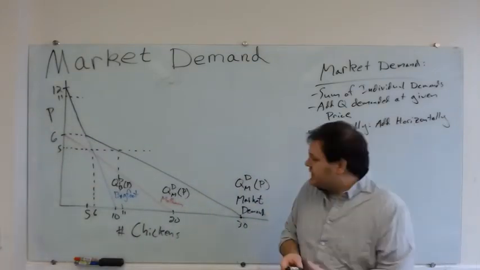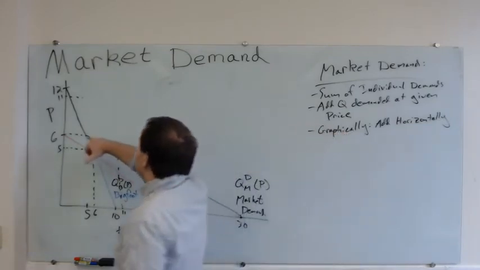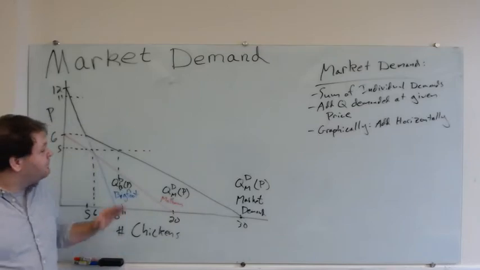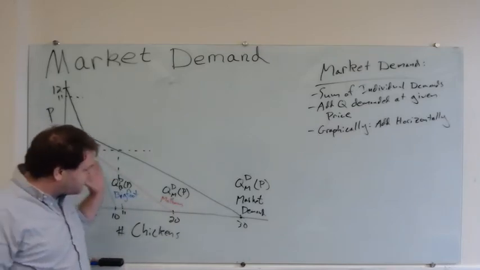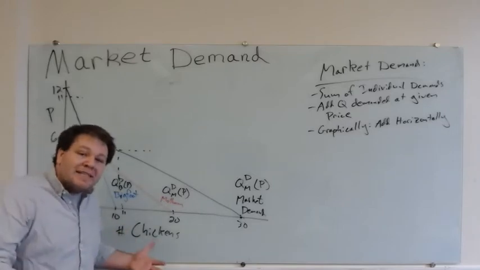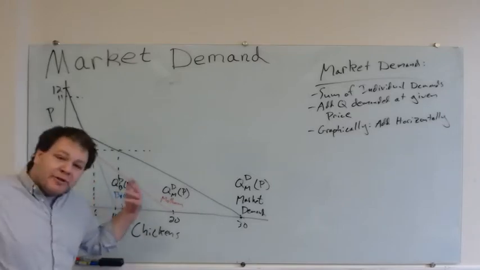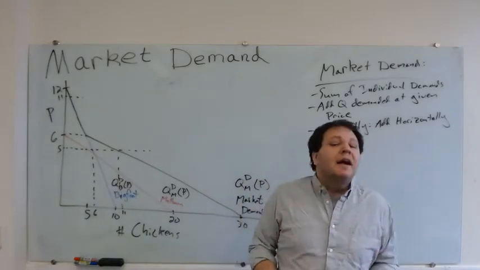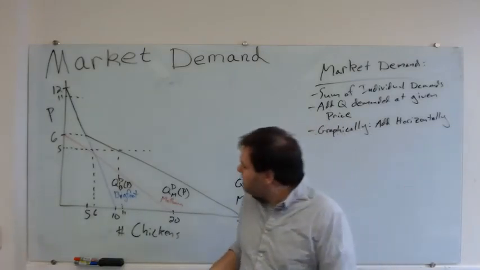So a couple of things to notice. Market demand always has to be at least as great as any individual's demand. Why is that? Because no one's ever demanding negative quantities of a good. I add up a bunch of numbers that are either positive or 0. I'm going to have to get a number that's at least as big as the biggest number. It's going to be bigger as long as all the other numbers aren't 0.